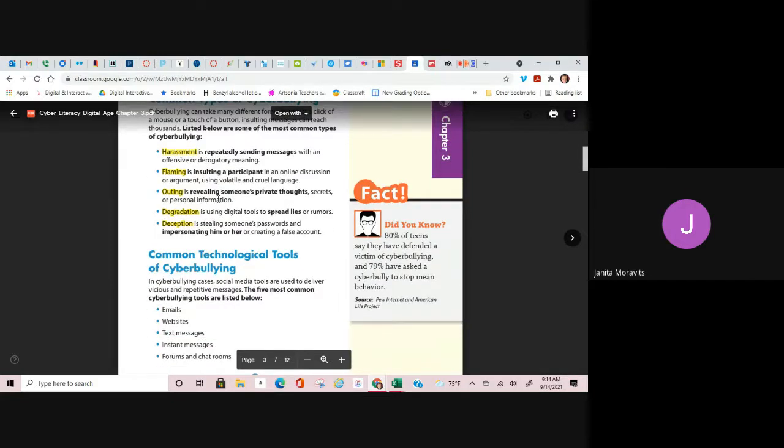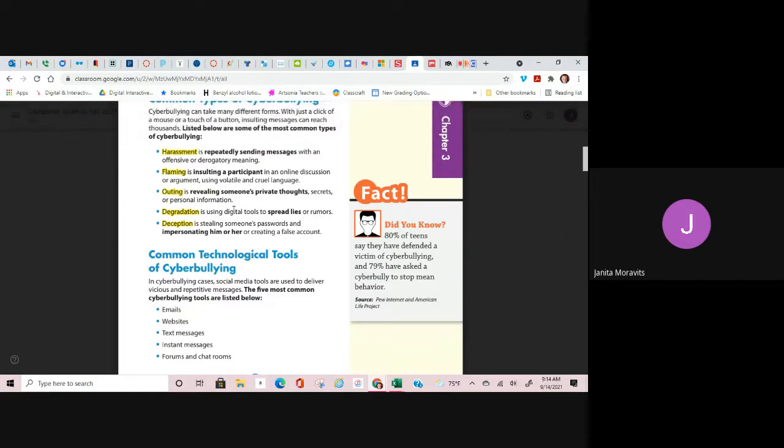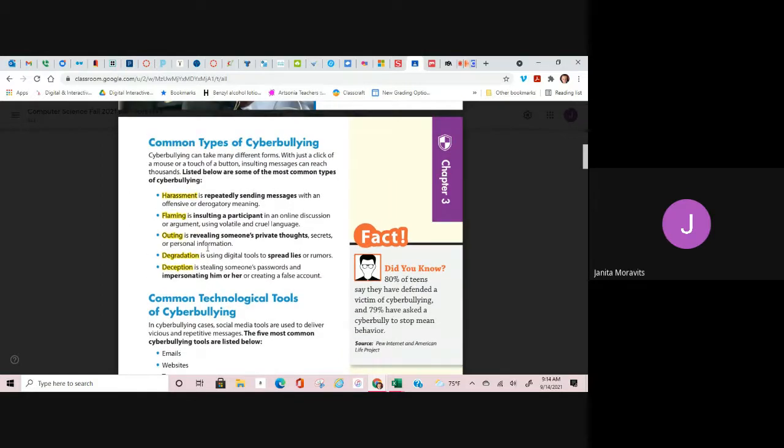All right, outing is revealing someone's private thoughts, secrets, or personal information. Degradation is using digital tools to spread lies or rumors. Deception is stealing someone's passwords and impersonating him or her or creating a false account. You ever pretended to be someone else and just mess with someone? Like even if it was one of your friends, you just messed with them? That is called deception. And it is actually a form of cyberbullying.